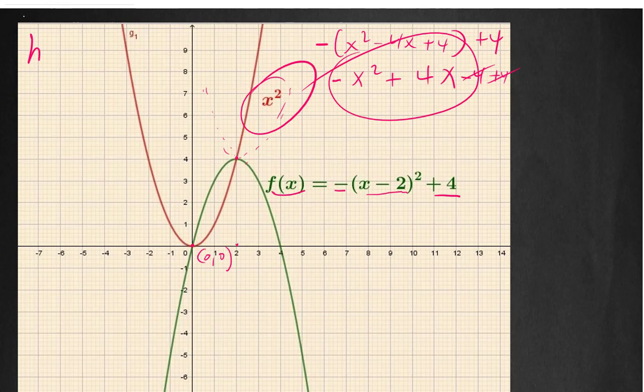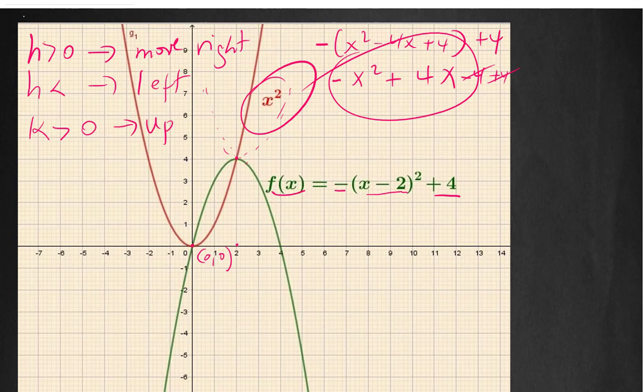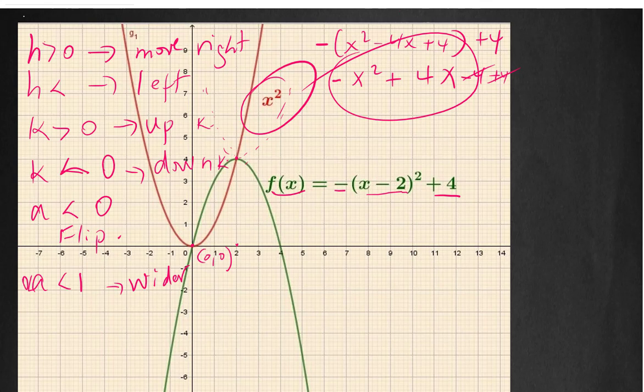When h is greater than 0, move to the right h units. When h is less than 0, move left h units. When k is greater than 0, move up k units. When k is less than 0, move down k units. Okay? Now when a is negative, less than 0, flip. When a is between 0 and 1, wider, and when a is greater than 1, narrower. And that's all you have to do.